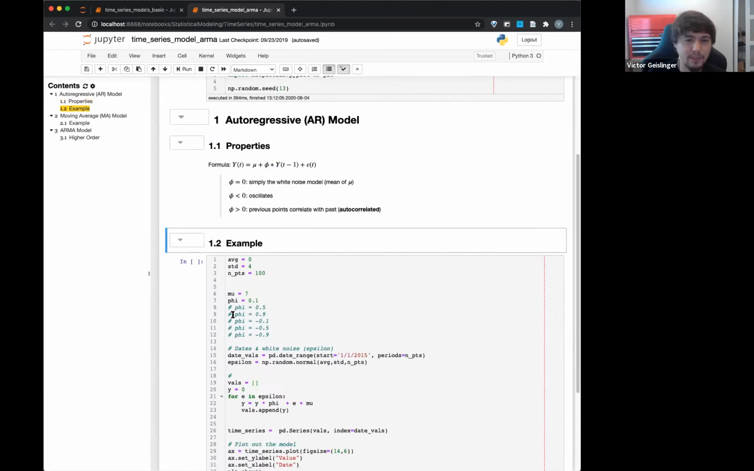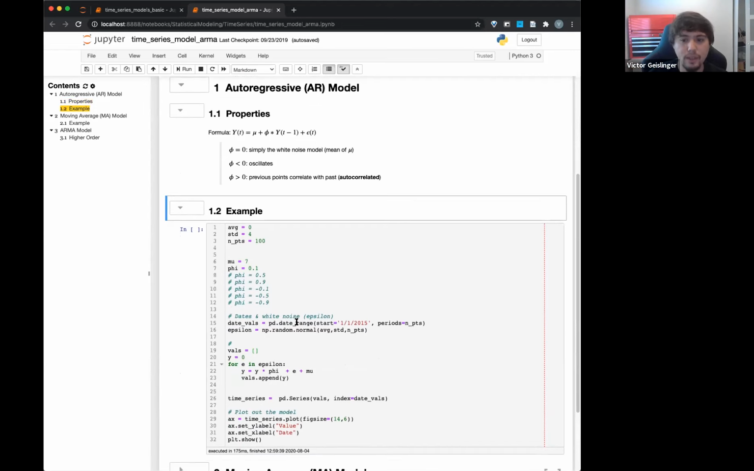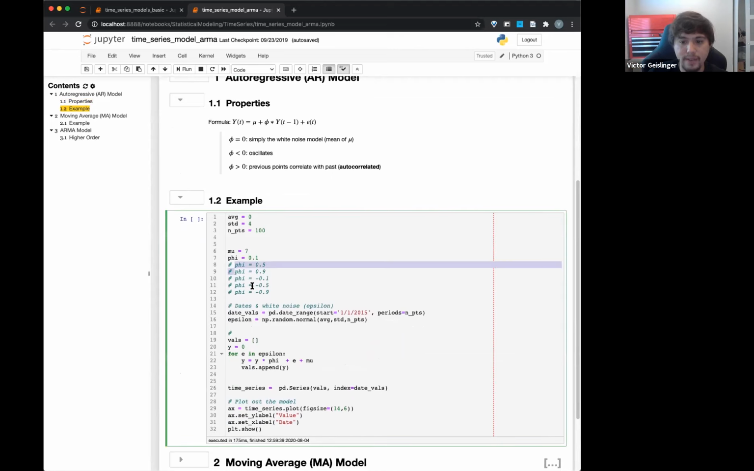All right, it helps a little bit to see what actually happens when we start playing around with these numbers. I wrote this stuff down here and you can see a bunch of examples I have commented out. We're going to try with a simple 0.1. So we have the average of 0, standard deviation of 4, number of points 100. This is just so we can get started.